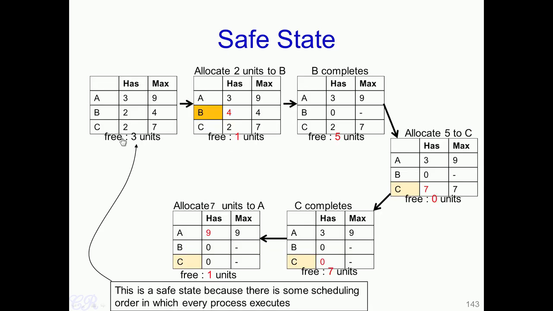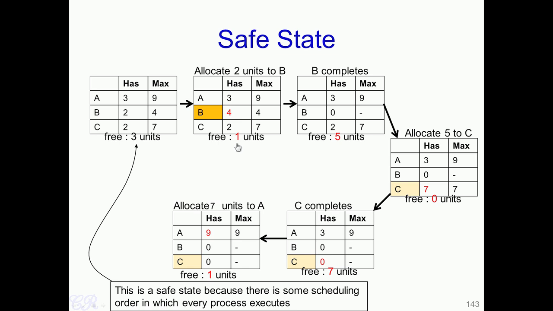So, the problem we are trying to solve here is whether these maximum allocations of 9, 4 and 7 can be made to A, B and C in such a way that the state is safe. So, let us say we start with 2 units being allocated to B. So, we have 3 units in the free store. Out of these 3 units, 2 are allocated to B, therefore, B has now 2 plus 2, that is 4 units, and the free store now has 3 minus 2, that is 1 unit free.